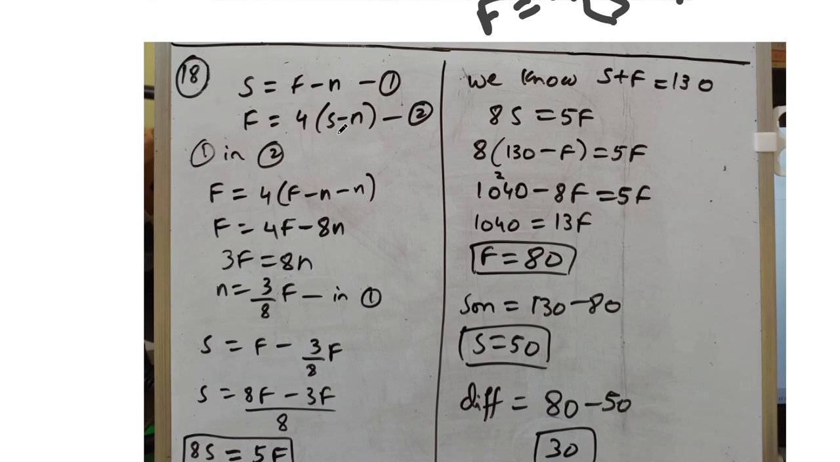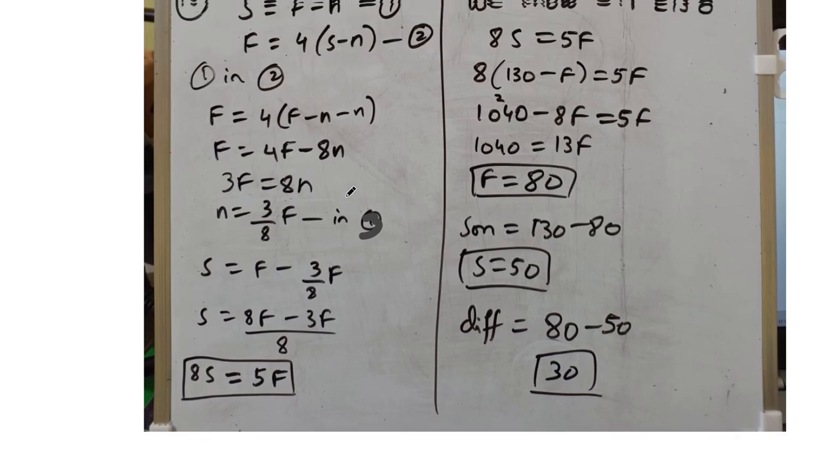Where there is an s, substitute the value s is equal to f minus n here. So f is equal to 4 into s, that means 4 into (f minus n) taken from the first equation, minus n. When we solve this, we get f is equal to 4f minus 8n, so 3f is equal to 8n, and the n value we get is 3 by 8 f. This is another equation, you can write it as 3.